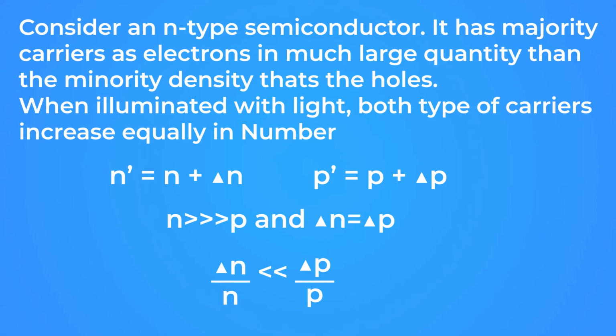Consequently, the fractional change due to the photo effects on the minority carrier dominated reverse bias current is more easily measurable than the fractional change in the majority carrier dominated forward bias current. Hence, photodiodes are preferably used in reverse bias condition for measuring light intensity.